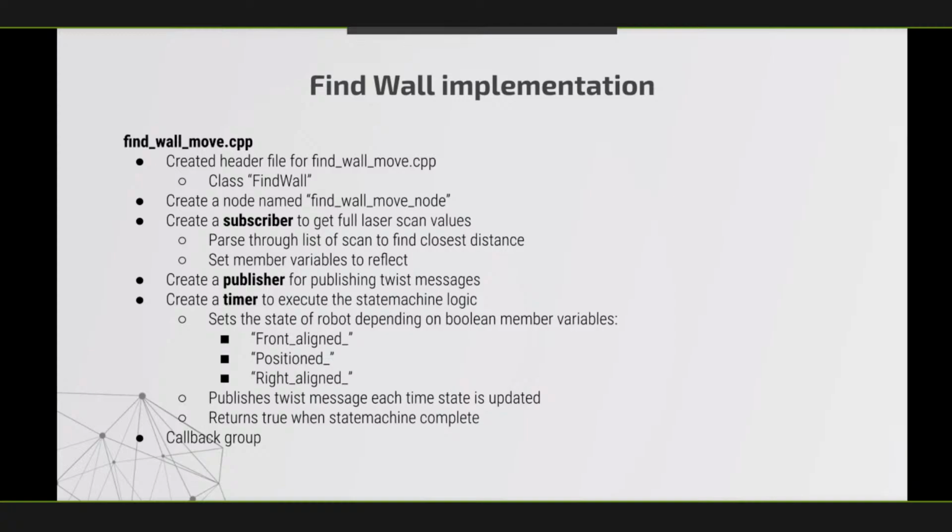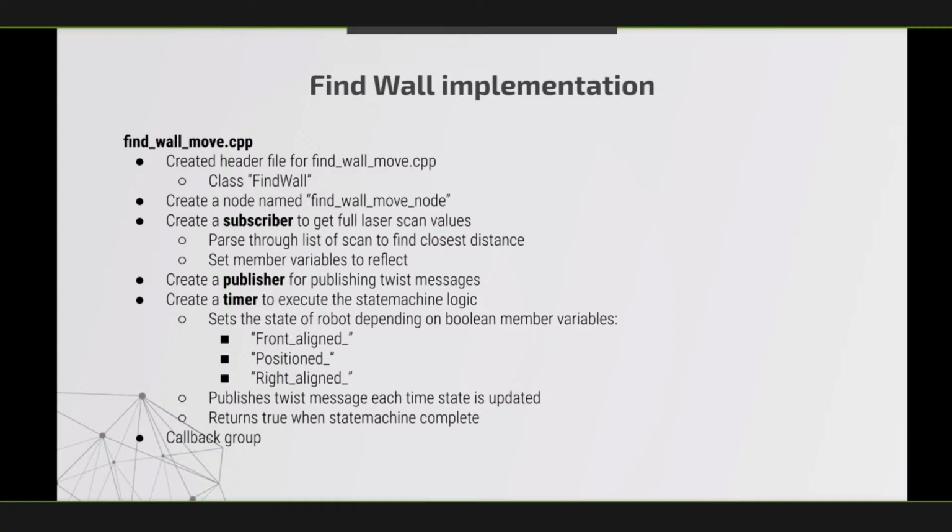Right. And then using that same node, I created a publisher for publishing those twist messages that would basically dictate whether to turn or go straight. And then I had another function that was essentially a state machine, and that was bound to a timer so that it would be publishing periodically. And it would set the state of the robot depending on the laser values that it would get.